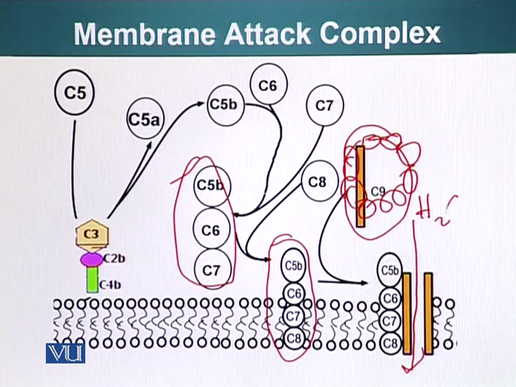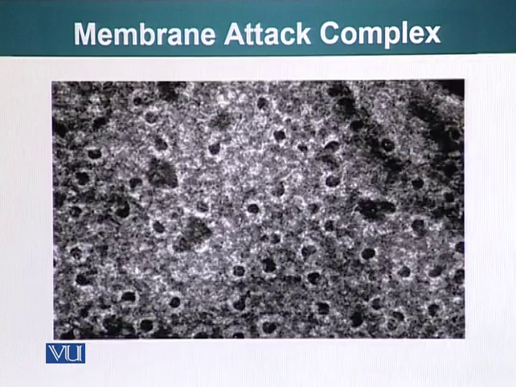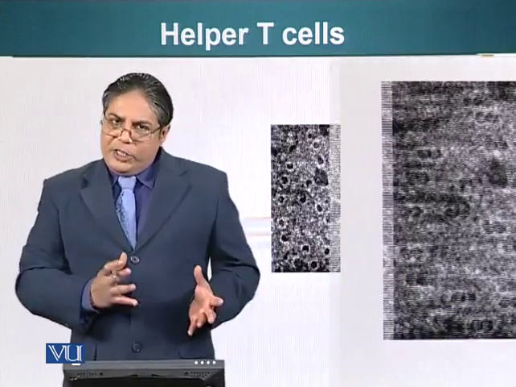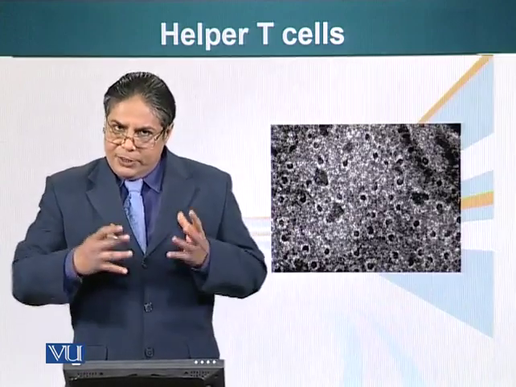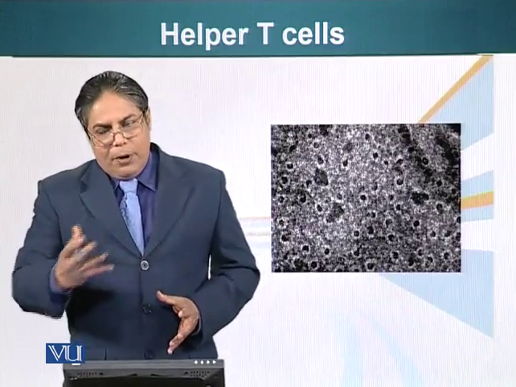Water can enter, other ions can also enter the bacterial cell, and it can cause lysis of the cell. So this is the other strategy that our complement system can use to destroy a target. Here you can see an electron micrograph showing holes punched in the wall of a bacterium by the complement system. So we have just talked about two strategies our complement system has developed to neutralize a pathogen.